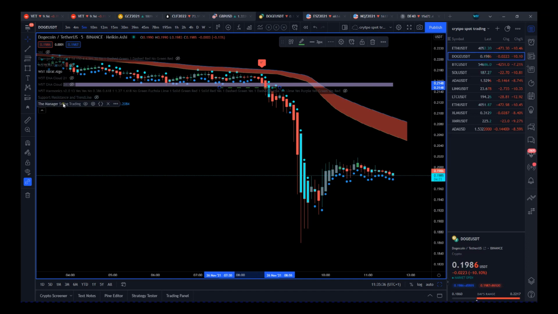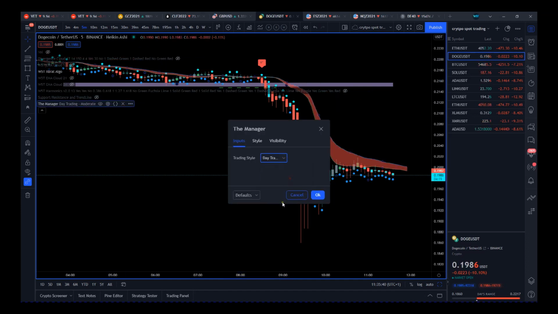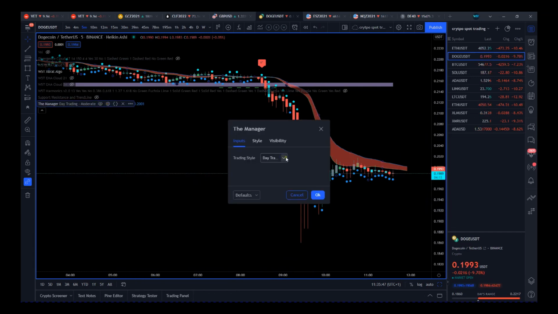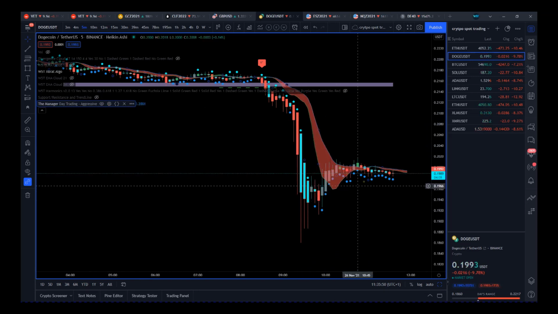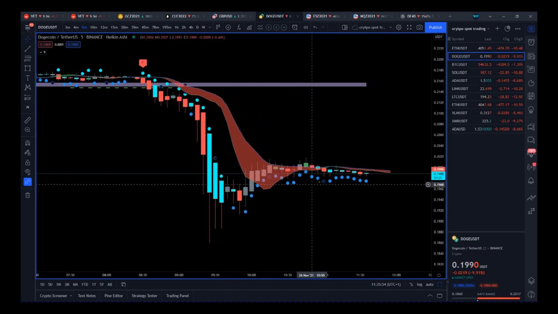So at the moment the manager is on swing trading. Let's change that. Day trading moderate. This is where we are for day trading moderate. Now if we change that to day trading aggressive, we can see here that actually we would take our profit. See how the cloud just goes green there.